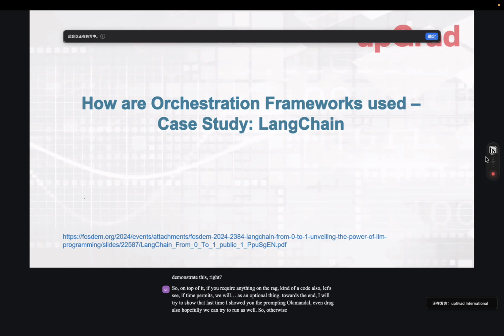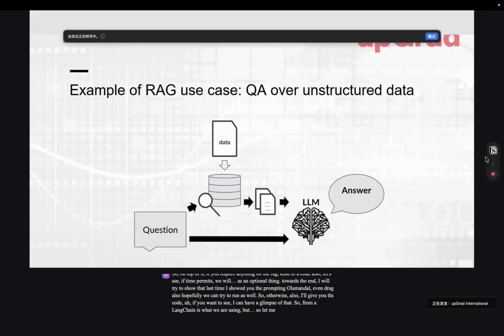So otherwise, I'll also give you the code if you want to see it, so you can have a glimpse of that. We are using LangChain, but let me tell you what the use case is. The example use case we are talking about is question answer over unstructured data.